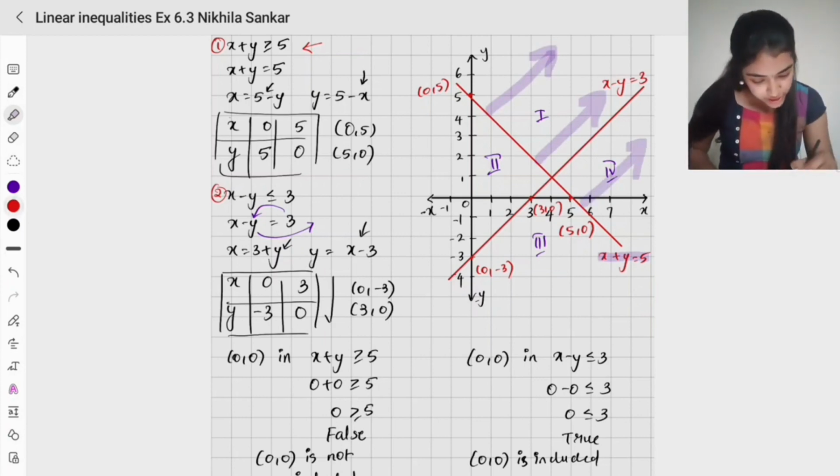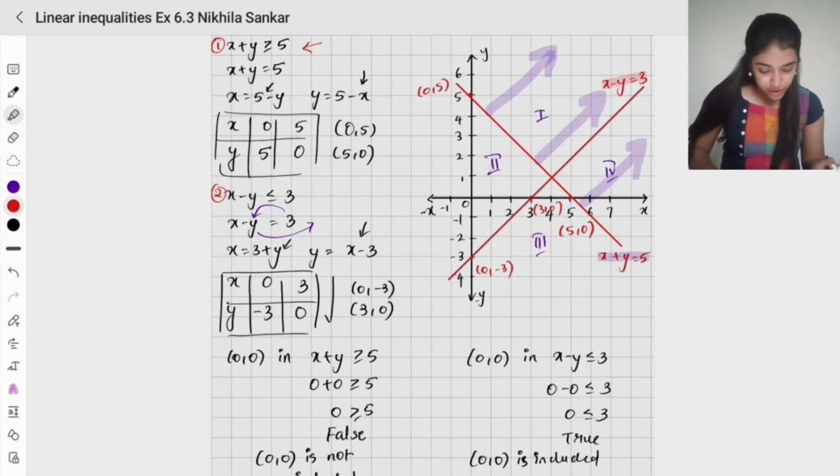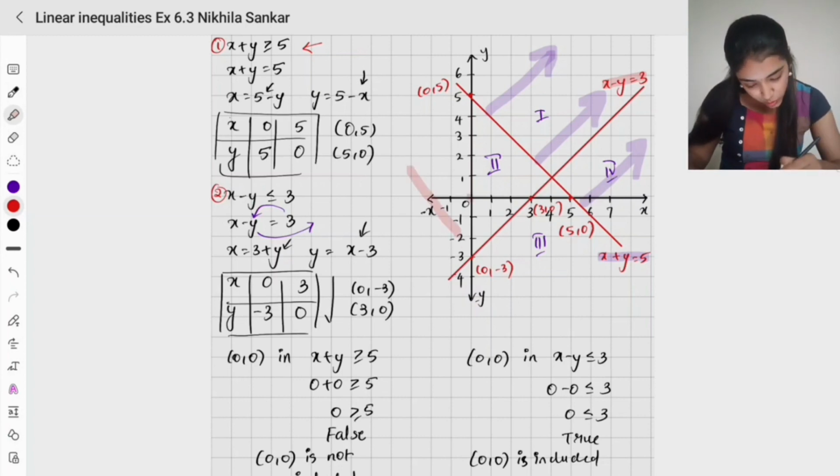What is my other equation? X minus y equals 3. Now for this, 0, 0 is included. Where is my 0, 0? It is over here. So which part is included? So this particular region is included.